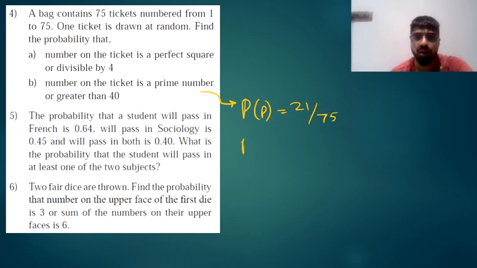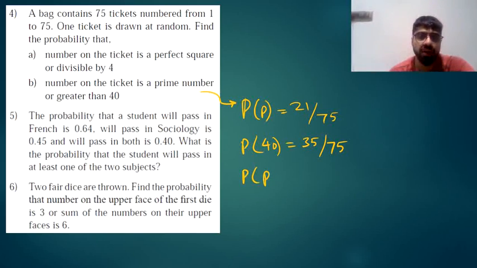In a similar way, the probability of the number being greater than 40. Greater than 40 means we need to start counting from 41. From 41 up to 75 we have 35 numbers, and that is why the probability of the number being greater than 40 will be 35 upon 75.